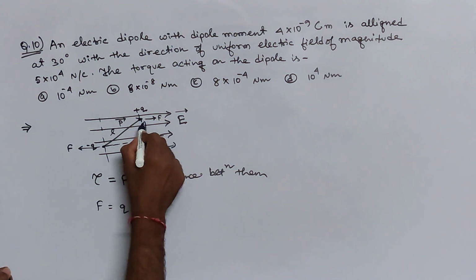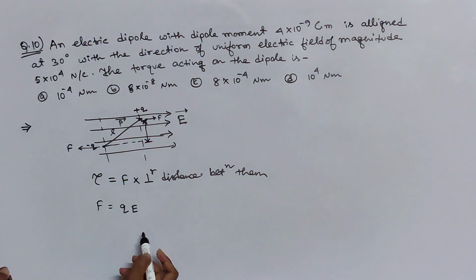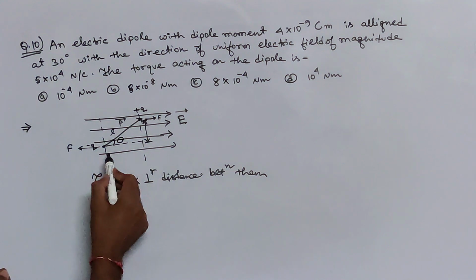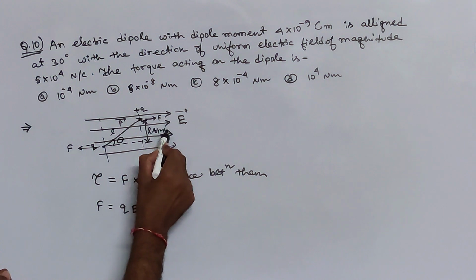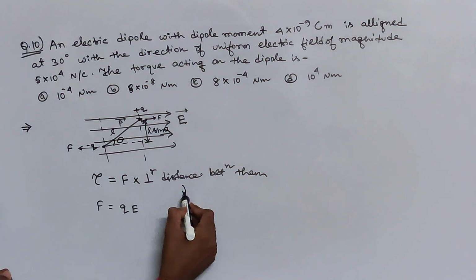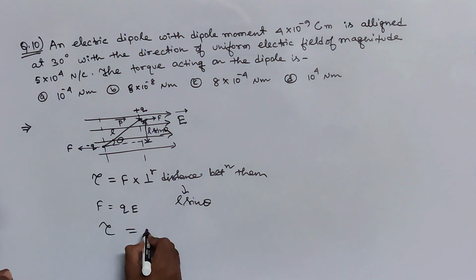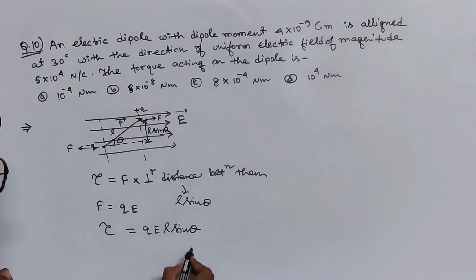The perpendicular distance between them will be this distance, right? What will this distance be? If this is L, and the angle is theta, then it will be L sin theta. So the perpendicular distance will be nothing but L sin theta. Then what will be tau? Then tau will be QEL sin theta. Okay, it will be QEL sin theta.